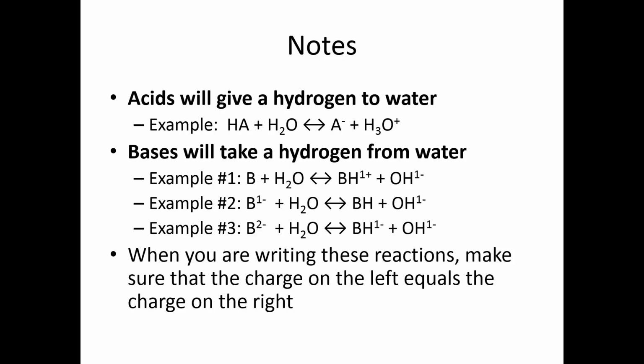And our definitions for an acid or base that we're going to be working with, also known as the Bronsted-Lowry definition, is that acids are something that will give a hydrogen to water, and sometimes we call that hydrogen a proton because an H+ cation is basically just a proton. Bases will take a hydrogen from water, and there's some examples of what that'll look like.